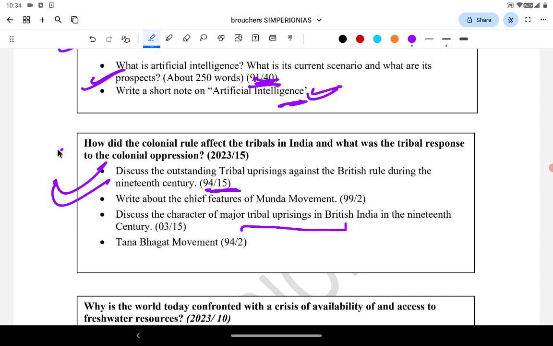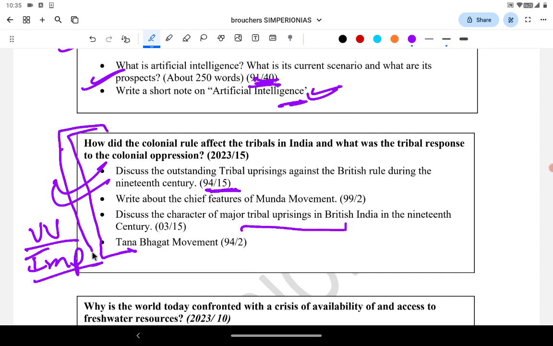Next, Tana Bhagat movement. See, tribal uprising, anything related to tribal movements in history, they are very, very, very important. Many times the questions are asked even in the prelims. So either they will give a particular tribe and ask you to identify the geographical area, or they will ask about tribal movements from modern India. Even in the mains it's important. Tribal movement related questions were asked many times. If you have prepared a very good answer for all these 4-5 questions, you could have easily written a very high quality answer for the 2023 question.